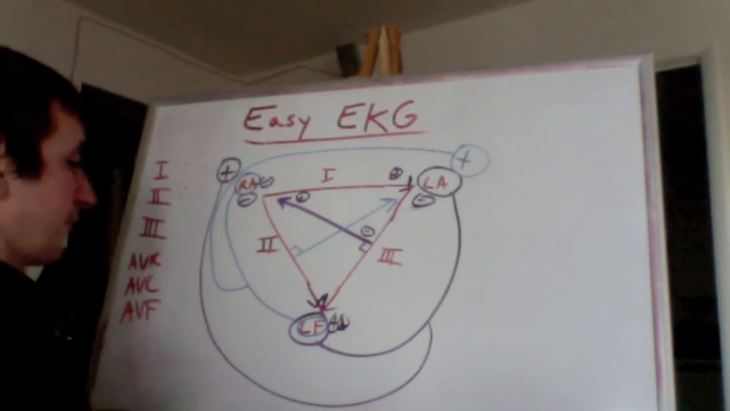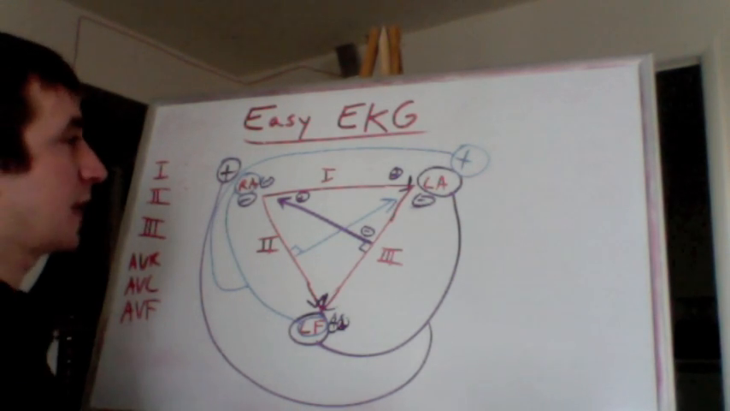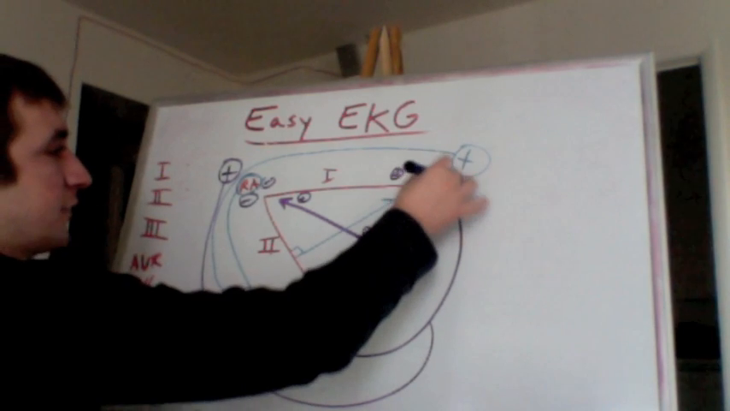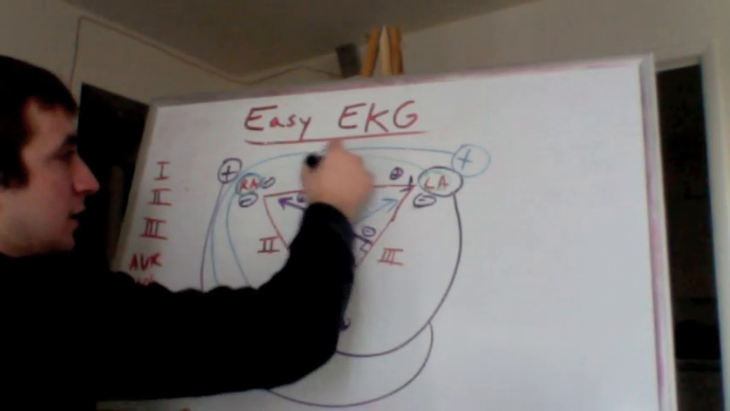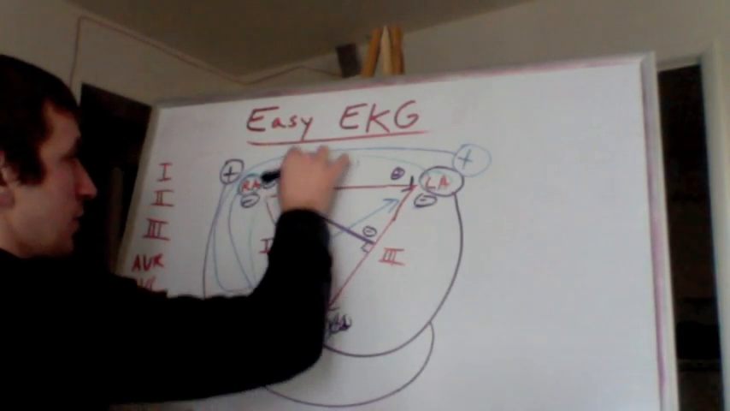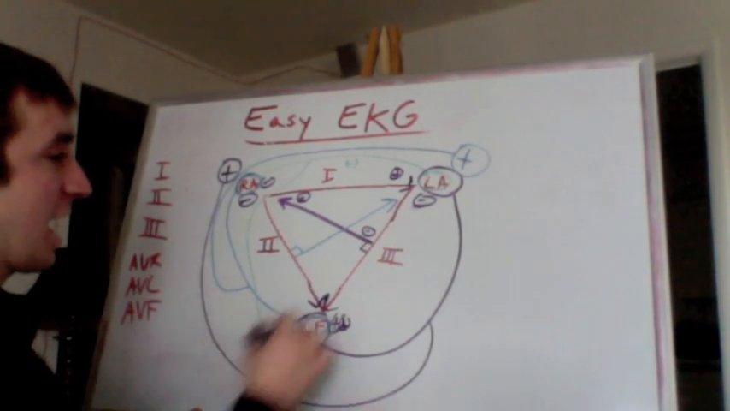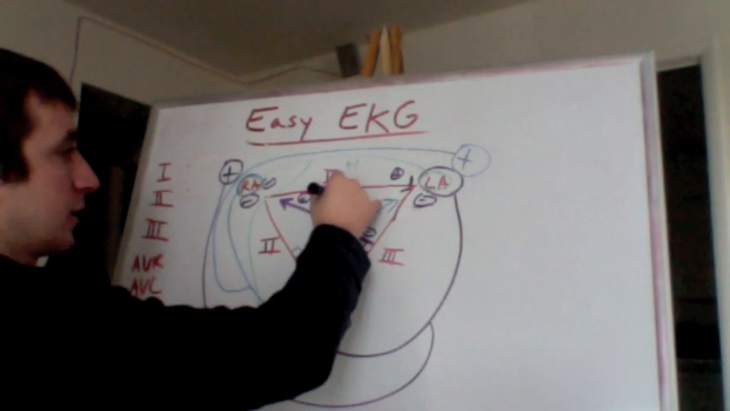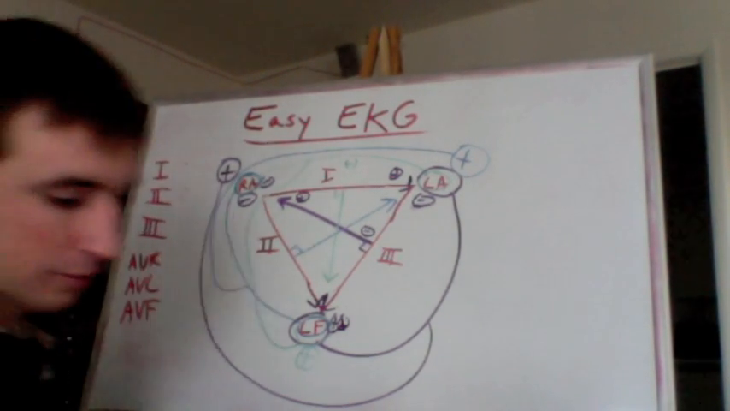Okay, so AVF, what do you think AVF is? Last thing. So what are we combining? We're going to combine the right arm and the left arm, so that's going to be our negative, right? And then it's going to take the left foot. We'll go up here and we will connect the dots. So this is our positive. So AVF points straight down and is perpendicular to lead 1. All right?